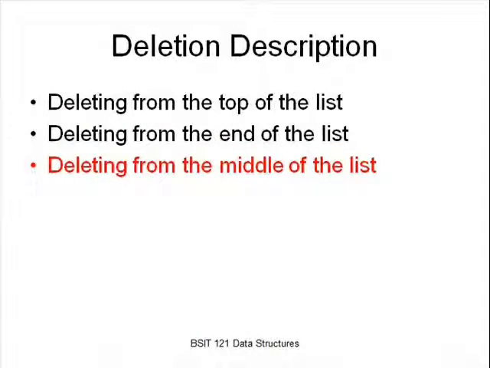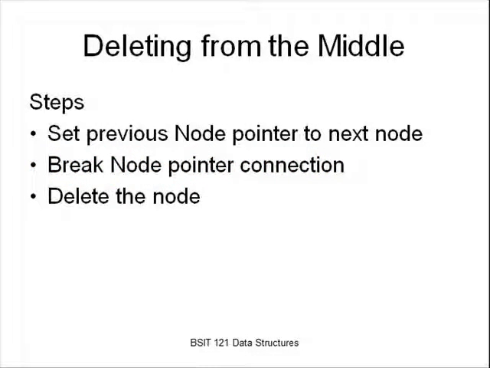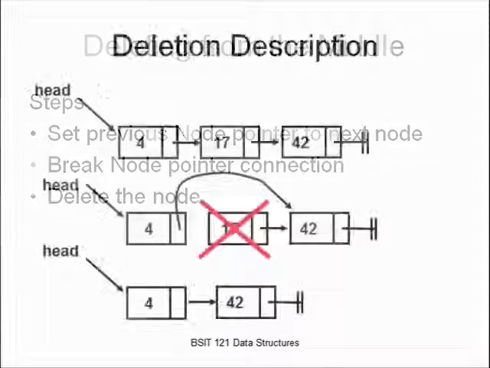Deleting from the middle of the list, and the steps are: set previous node pointer to the next node, break node pointer connection, delete the node. And this is how it works.